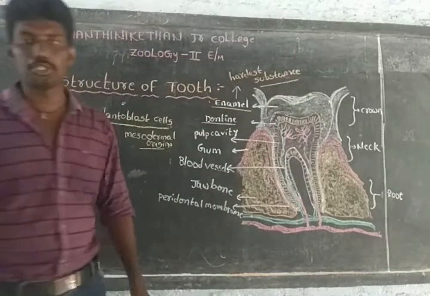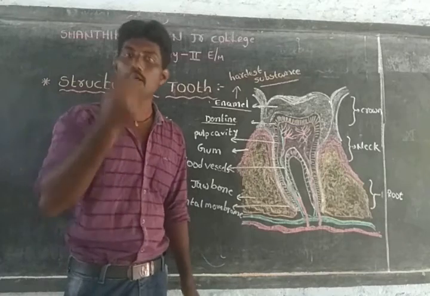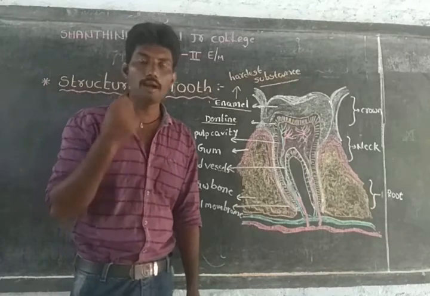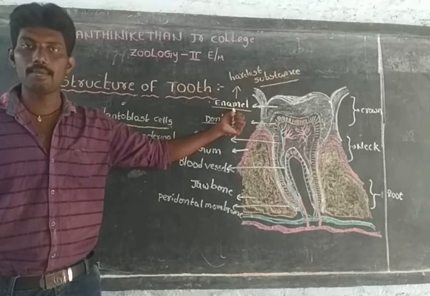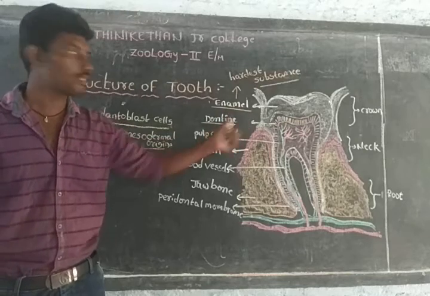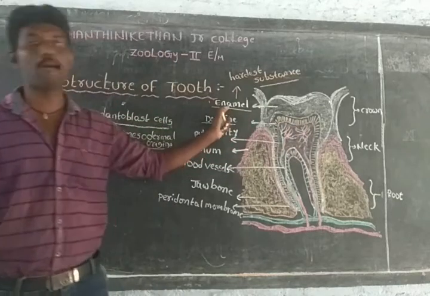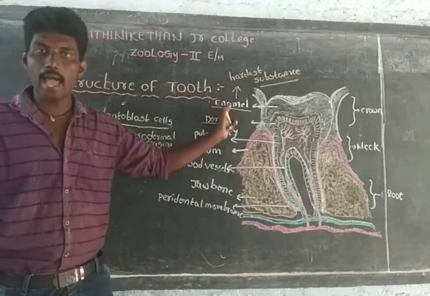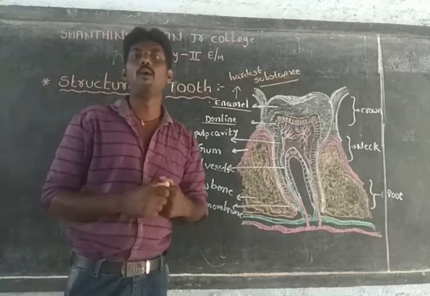It is a 2 marks question. Which part is the hardest substance in our body? The hardest substance in the body is enamel. So the dentine of the crown is covered by the enamel, which is the hardest substance in our body.